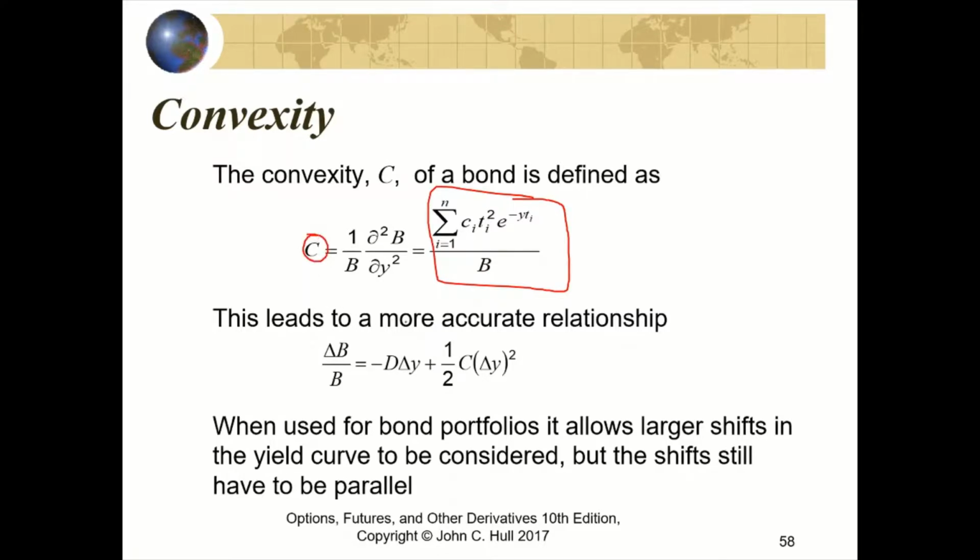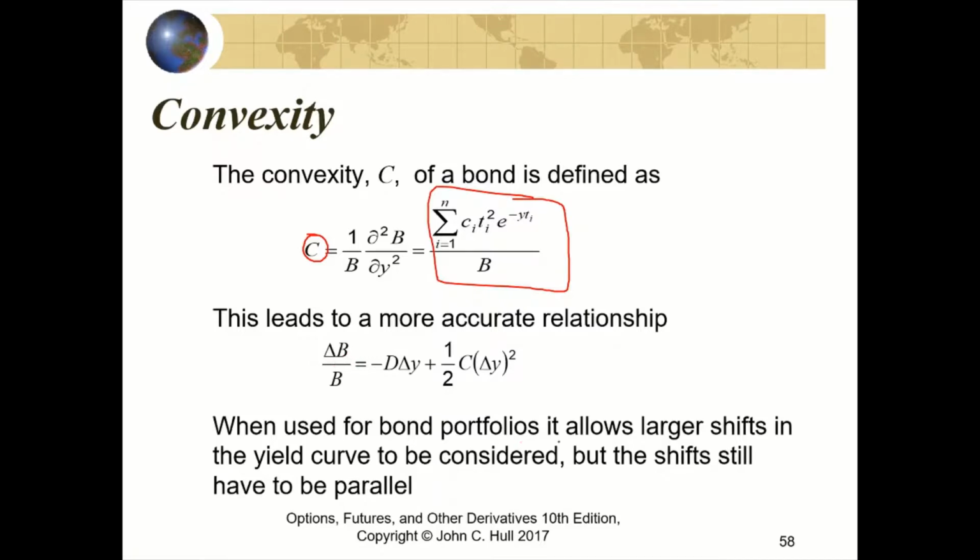So to capture the effect of changes in the yield, not only do we need the duration, but we also need to include the convexity of the bond portfolio. So if there are larger shifts in the yield, it will capture its effect properly and explain by how much the bond price will change.